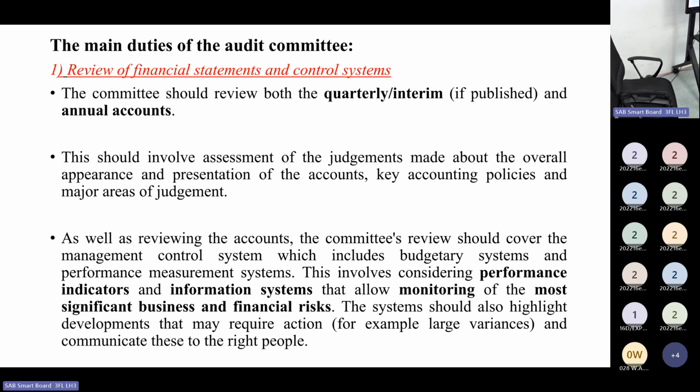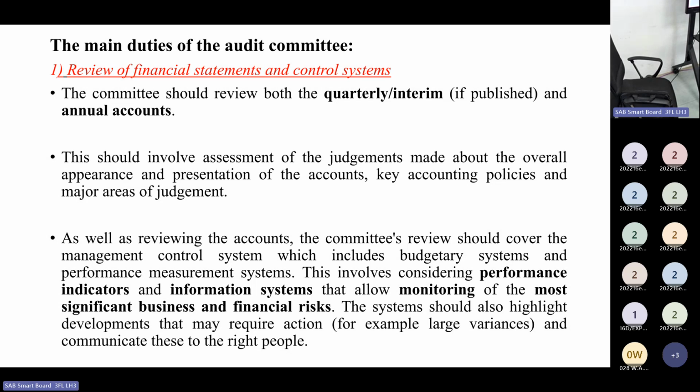Their appearance and presentation, how the accounting policies are being passed, how the accounting treatments are being done, and major areas of judgment, where there are major critical components in the annual report, such as balance sheet items and related party transactions. Those kinds of things are major areas where you have to make judgments, and they need to look over those things.